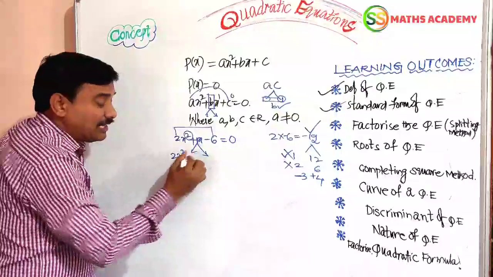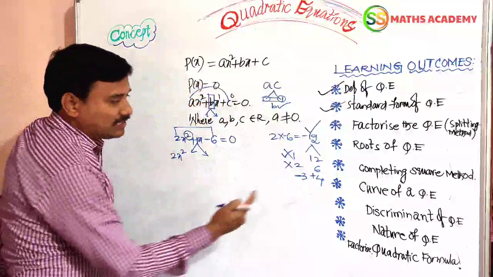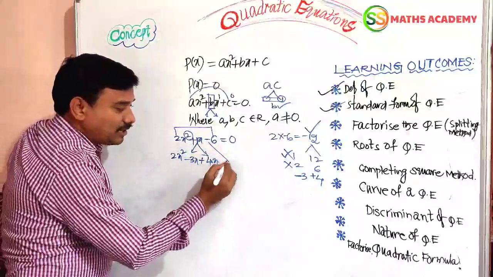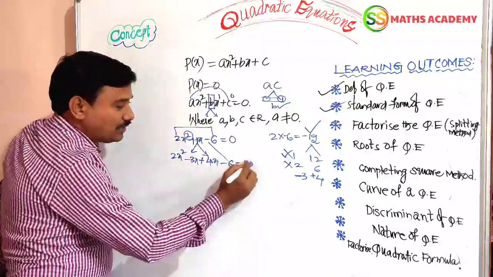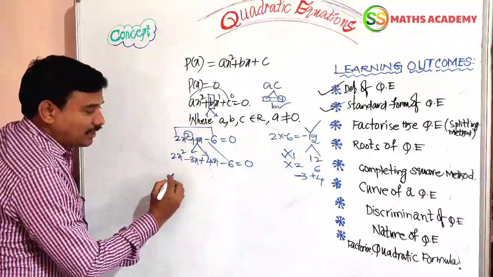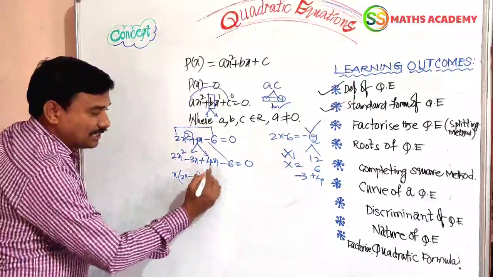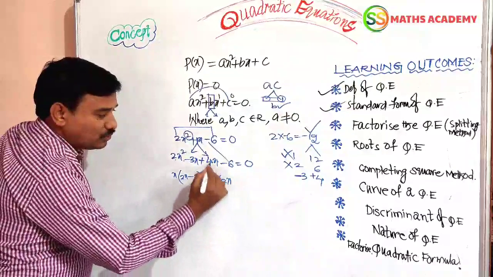Then you can write 2x square, and this 1x is split into two parts. What are the two parts? Minus 3x and plus 4x. This term has to be written down, minus 6 equals 0. Take the common x. We should get 2x minus 3. Then take the common 2 here: inside, 2 into 2, 2x, and 2 times 3 is 6.